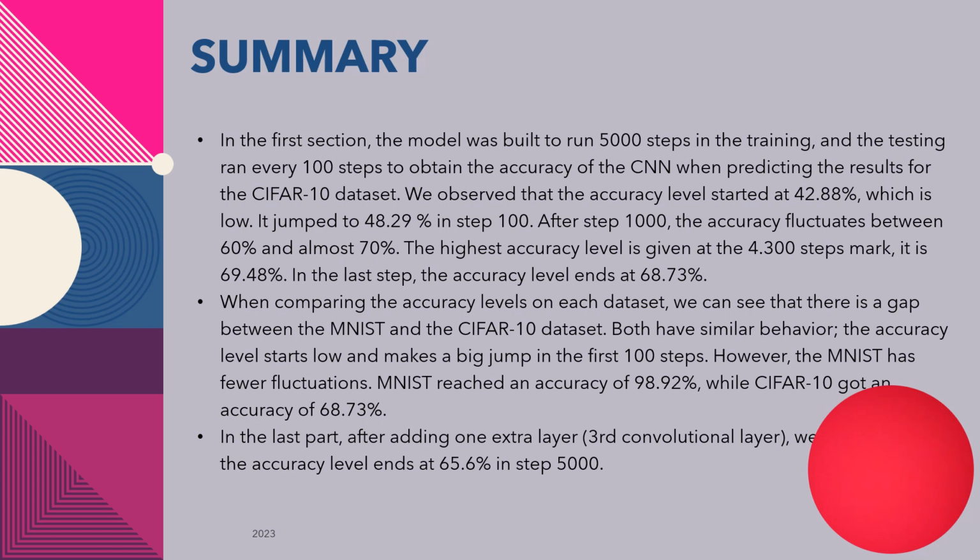In the second part, we compared the accuracy levels of each dataset. There, we could see that there is a gap between both datasets, between the MNIST and the CIFAR-10 dataset. Both have a similar behavior in the sense that the accuracy level starts low, then it will make a big jump in the first 100 steps, and after 1000 steps, it will maintain a very steady behavior. In that sense, both are very similar.